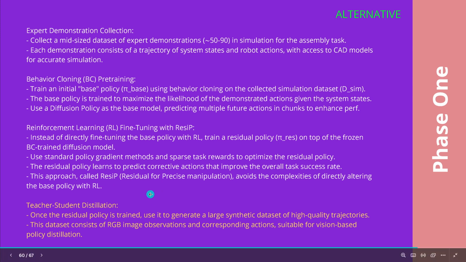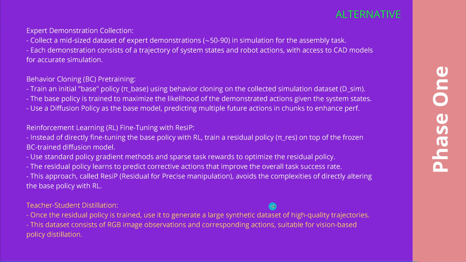And then once the residual policy is trained, we use it to generate a large synthetic data set of high quality trajectories. So we generate here all these synthetic RGB images, which will be so important as a learning data set then, because we have to employ this policy on Mars. So this large synthetic data set of the high quality trajectories with the residual corrections consists now of RGB image observations and their corresponding action of the robotic arm. And now this is suitable for a vision-based policy distillation.